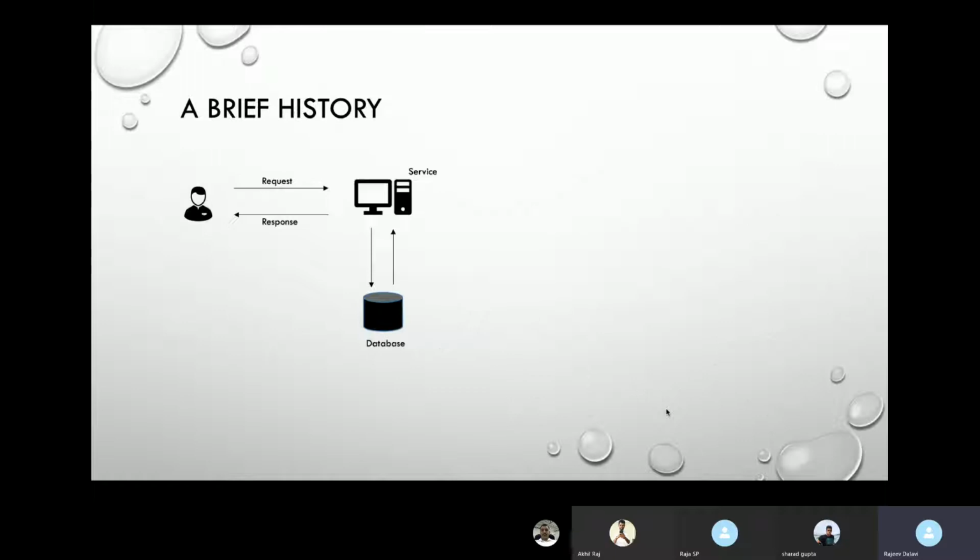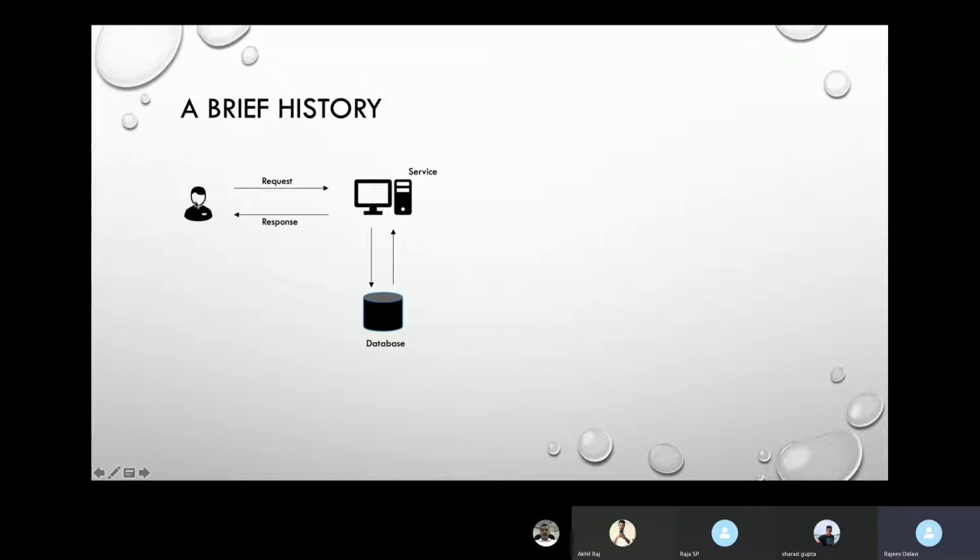Okay, so before we continue, let's take a look at the brief history of how we have evolved over the years. In older days, or even today, in many applications, we have a database that is deployed on one particular server, one particular node, right? And all the requests are coming to the same database.